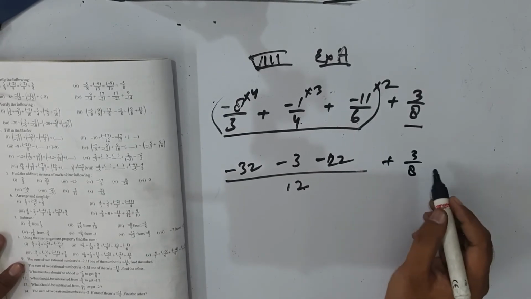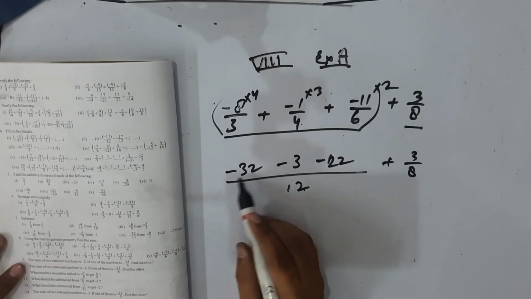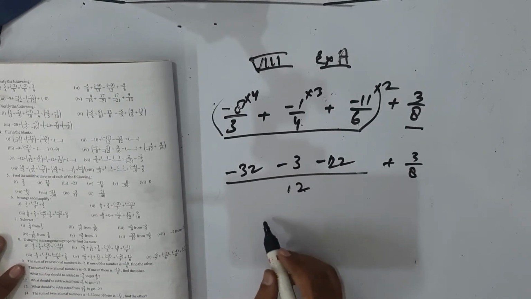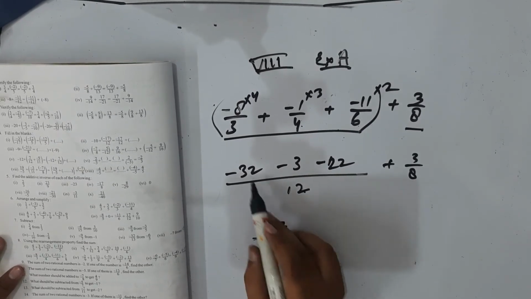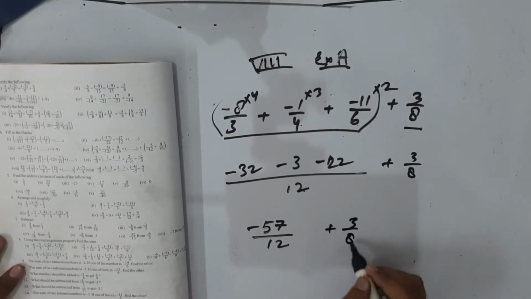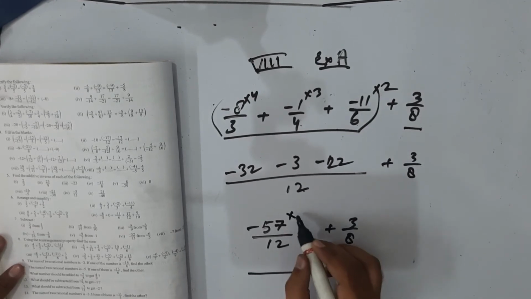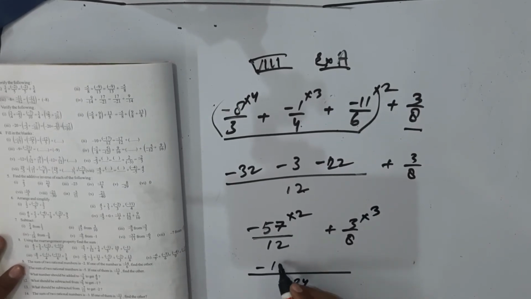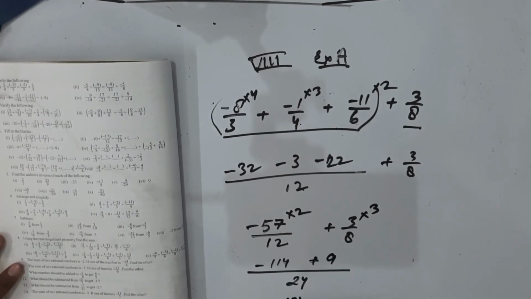Plus 3 upon 8 will remain as it is. Solve it. Minus minus minus is plus. I told you same sign, addition. 32 and 3, 35, 35 and 22 is 57 upon 12. The sign will be of the bigger one, which one? Minus. Plus 3 upon 8. Now what do you have to do? Solve it. Take the LCM. LCM of these two will be 24. How many times does it have to be multiplied? 2 times. How many times? 8 should be multiplied 3 times. So it will be minus 114, and this will be plus 9. On solving it, what will we get? 105 upon 24.